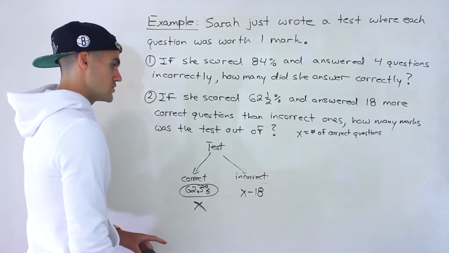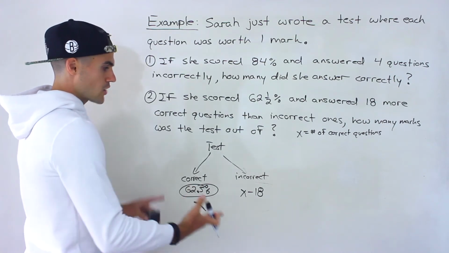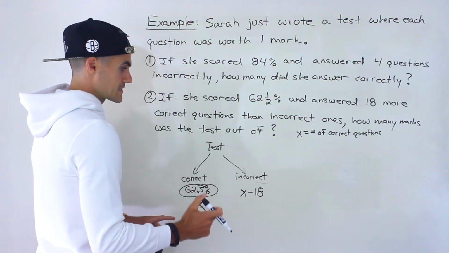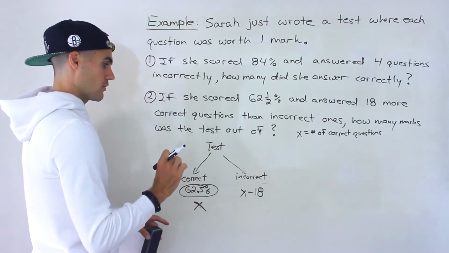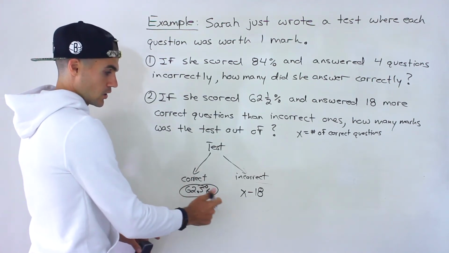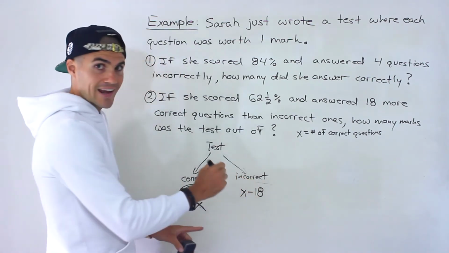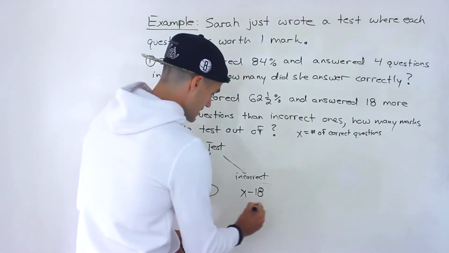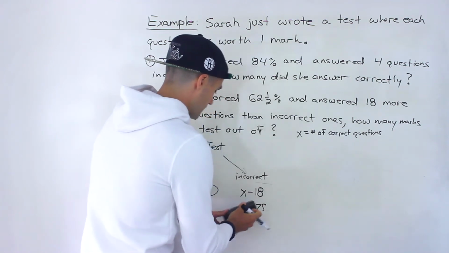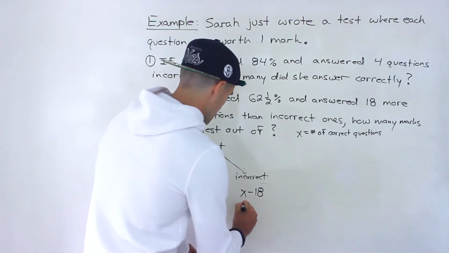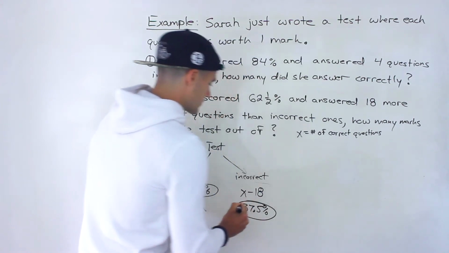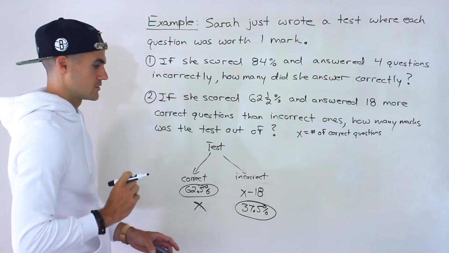And now what we want to do is try to make an equation somehow to solve for this x. Now, we're told that she got 62.5% correct, which means what percentage did she get incorrect? That means that she got 0.375 or 37.5% incorrect, right? Both of these are adding up to 100.